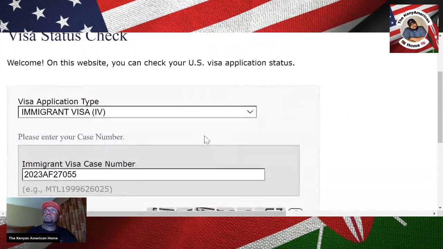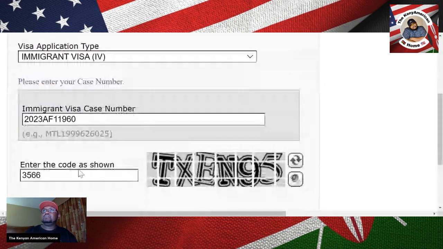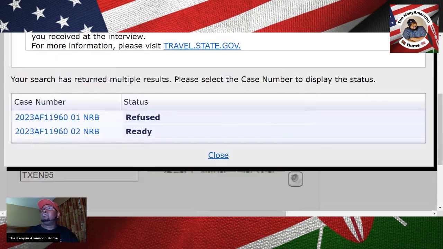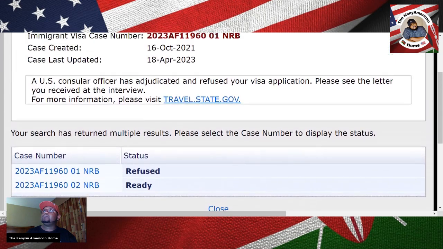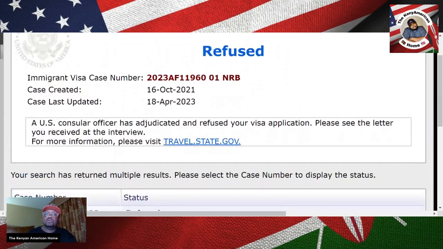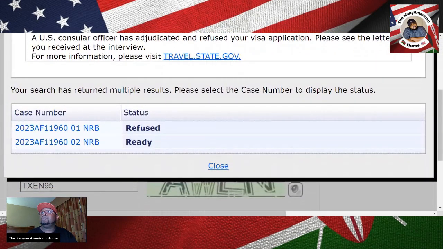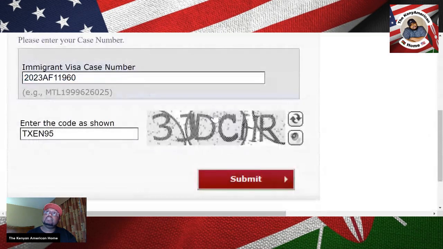That could be another outcome. And I'm a little biased because I'm from Nairobi, Kenya, so let me find a way to squeeze in a Nairobi case number. TX EN 95. The refusal in Nairobi, Kenya. So that could be one unfortunate outcome of the DV lottery case.